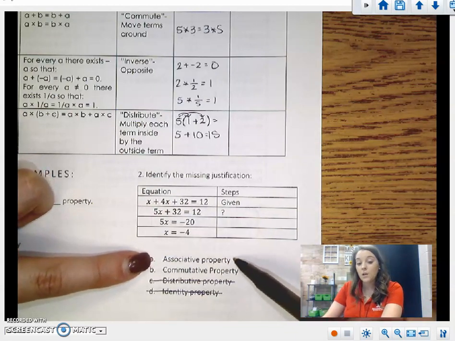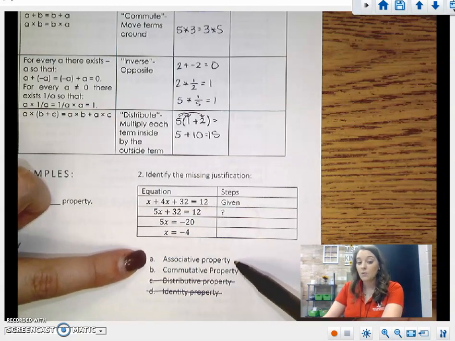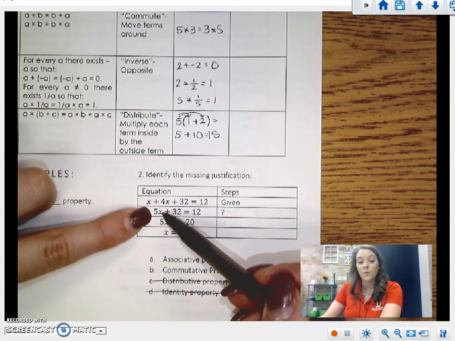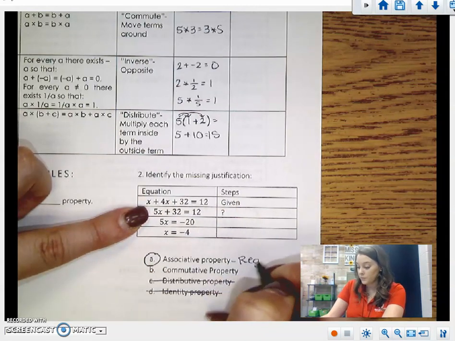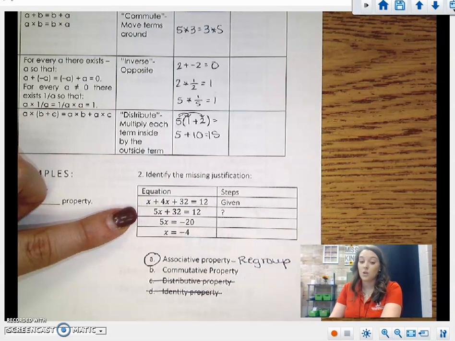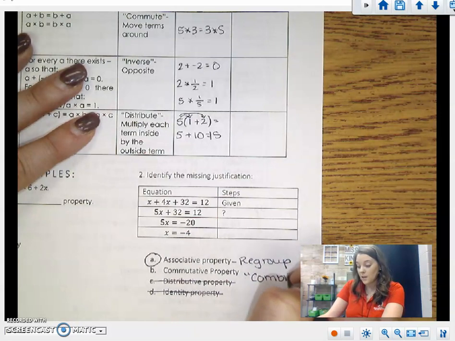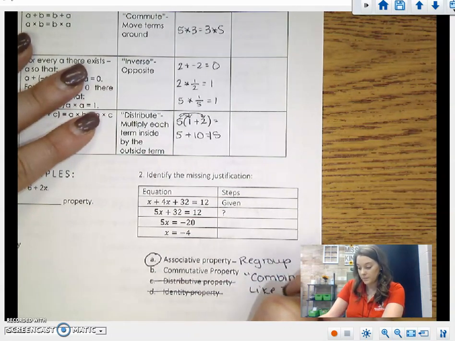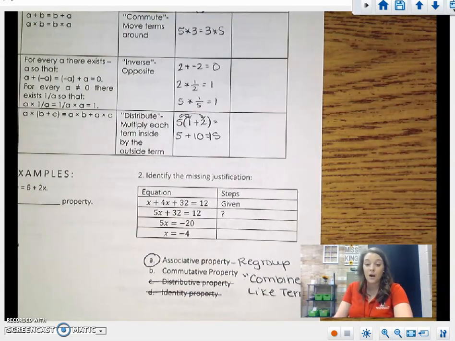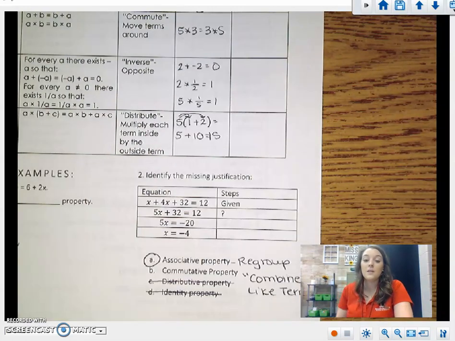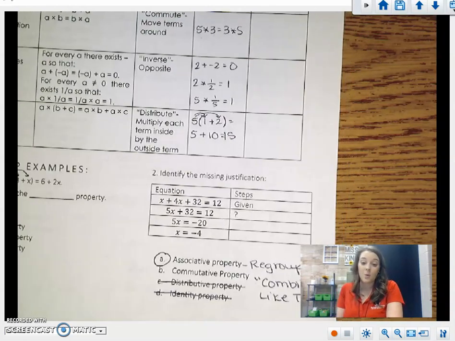So did they regroup my terms, or did they move terms around? I would say that they regrouped terms. They grouped this x and 4x together to make 5x. So when they regroup terms, that's the associative property. So whenever they combine like terms, you're thinking the associative property. Perfect. So those are two examples of how you might see the properties of operations and the properties of algebraic expressions given to you on an exam or a quiz.